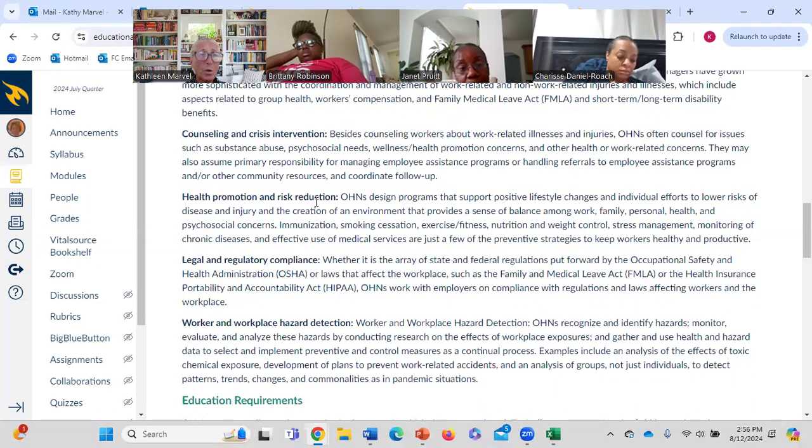There are a lot of employees currently in the workforce who have substance abuse issues, alcohol-related issues, psychosocial needs, wellness and health promotion concerns, or other work-related concerns. This is where the occupational nurse either provides the counseling and crisis intervention resources, or refers them out to, say, an EAP.